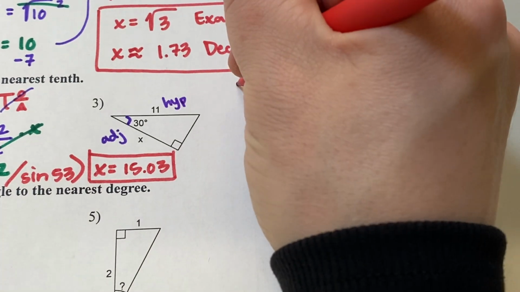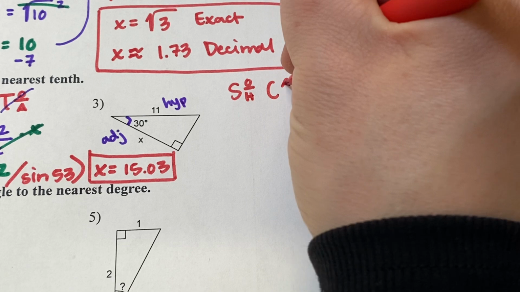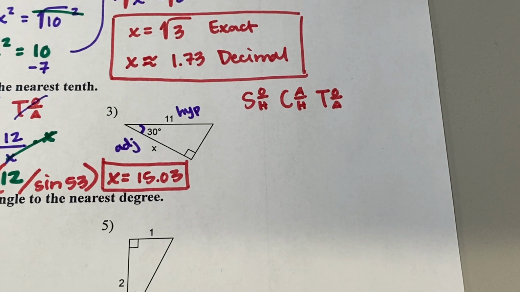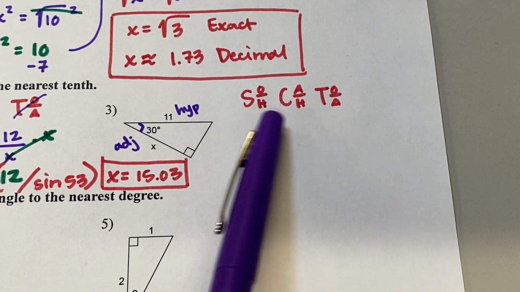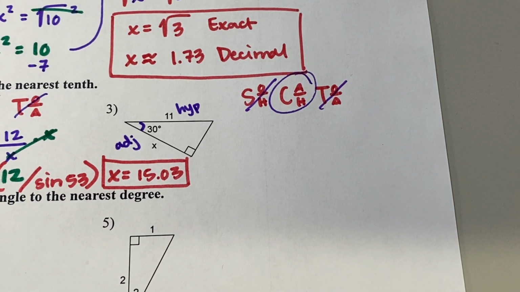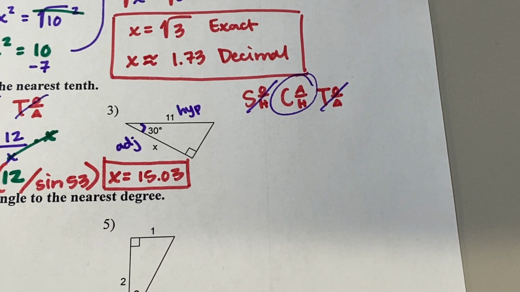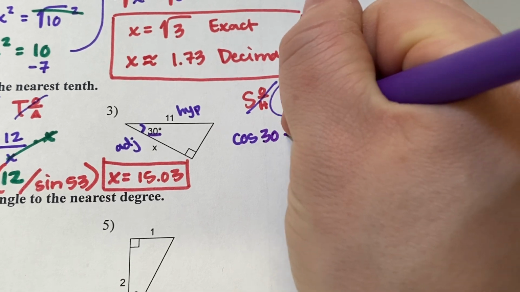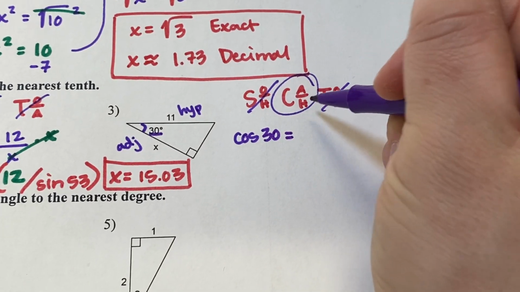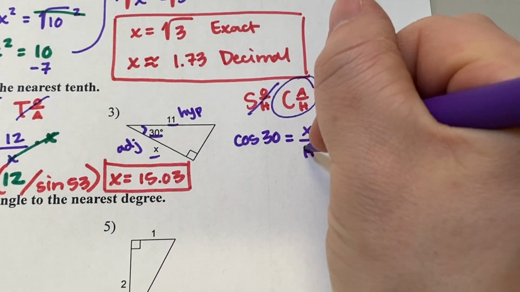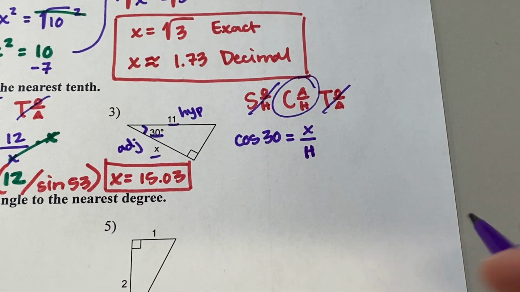I'm still going to write out my functions, SOH, CAH, TOA. Now which function, sine, cosine, or tangent, am I going to use because it uses adjacent and hypotenuse? I know it's going to be cosine. Now I can set up my equation. Cosine of the angle, so of 30, equals adjacent over hypotenuse, x over 11. Whoops, I don't know why I wrote an h there, but that's 11.